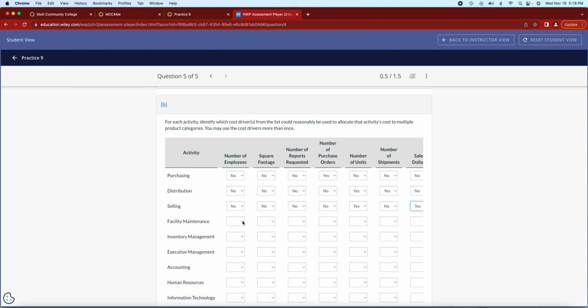Facility maintenance, number of employees, no. Square footage, almost always it's going to be square footage there. I don't see any of the rest of them that would apply.